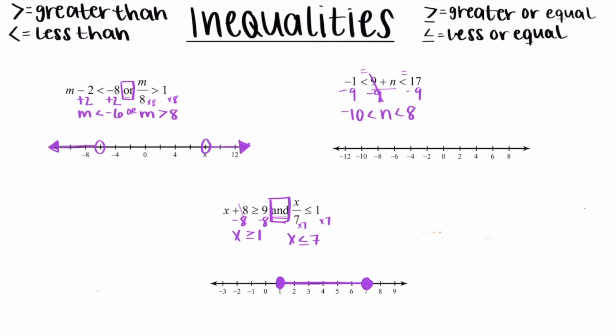Now this is going to end up like our and example because we have it being between 2 numbers, right? n is between negative 10 and positive 8, right? n is greater than negative 10 and it's less than positive 8. Cannot be equal to, so this time we'd have the open circles, and then it's anything in the middle there could be a solution.